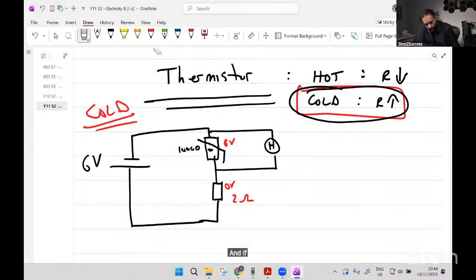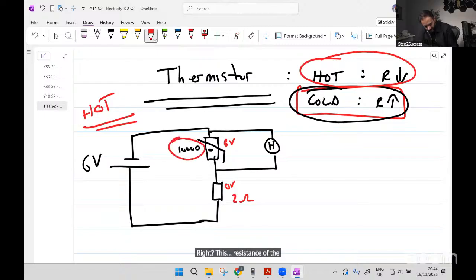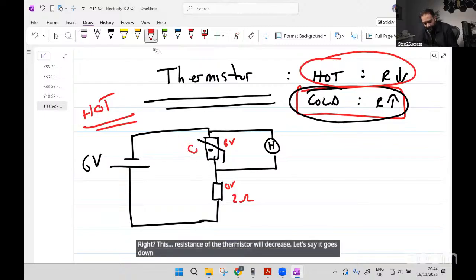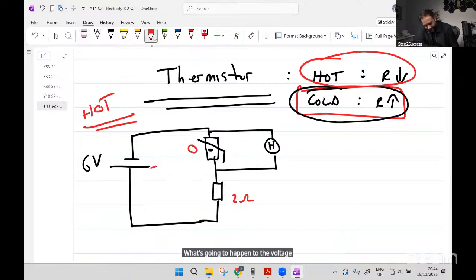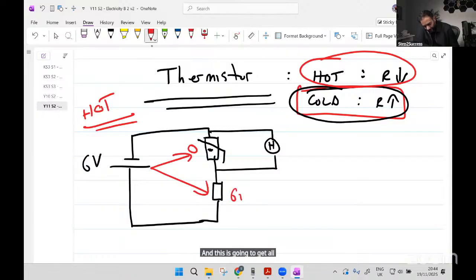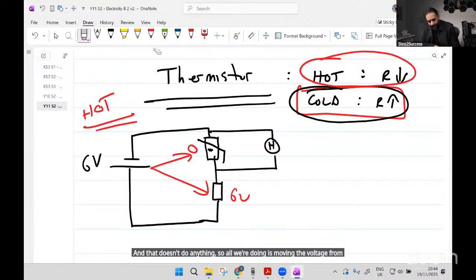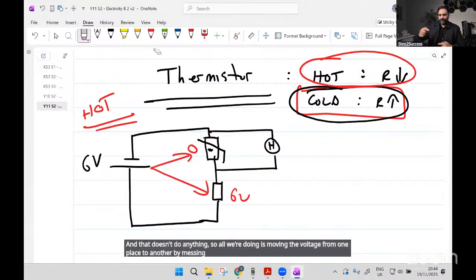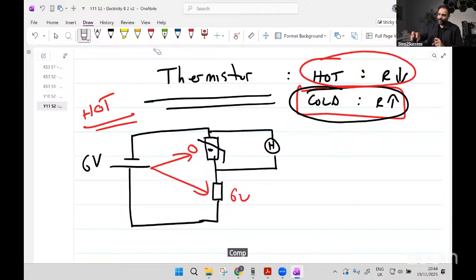And if it gets warmer, let's say it's hot now, right? This resistance of the thermistor will decrease. Let's say it goes down, to exaggerate the point, down to 0. What's going to happen to the voltage share? Well, this is now going to get no voltage and the heater will be off. And this is going to get all of it, and that doesn't do anything. So all we're doing is moving the voltage from one place to another by messing with the resistance of these components. We're just moving it so that we can turn something on and then turn it off and then turn something on and turn it off. That is how this works.